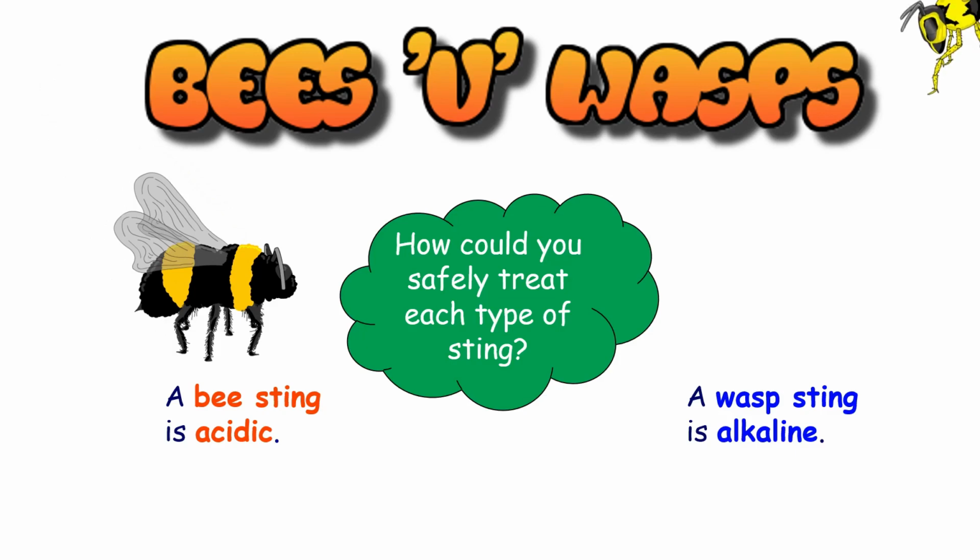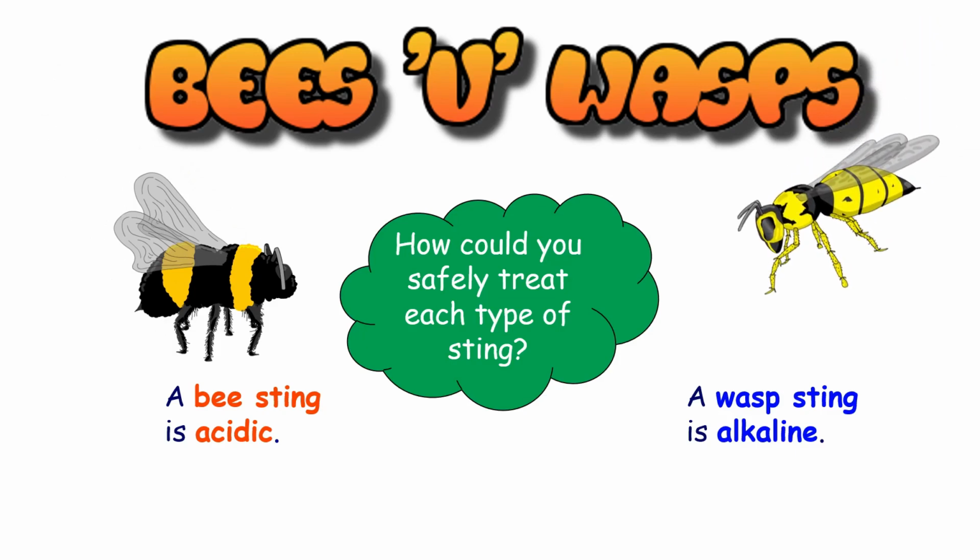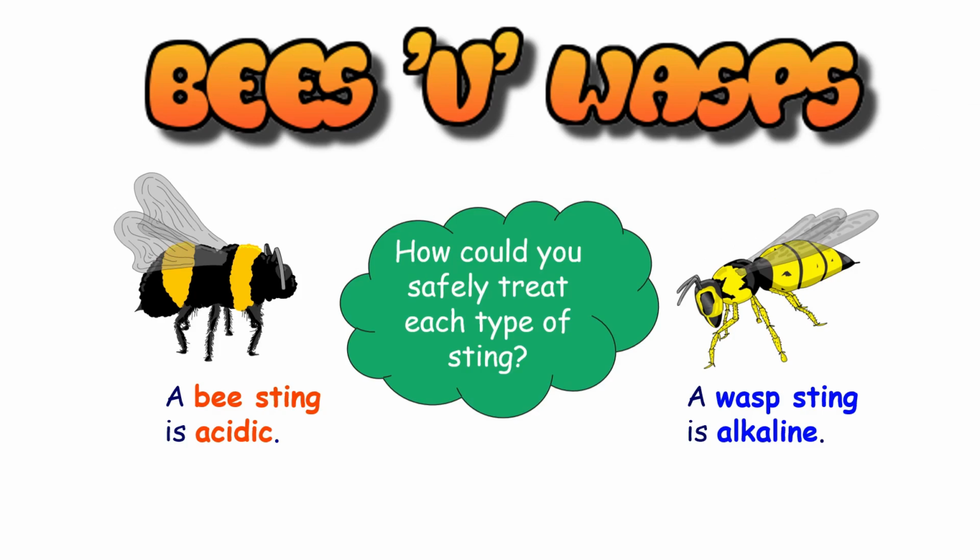Bees versus wasps. From a distance, they can look and sound alike, but the stings they produce are very different indeed. A bee sting is acidic, whereas a wasp sting is alkaline. How could you safely treat each type of sting? Time starts.